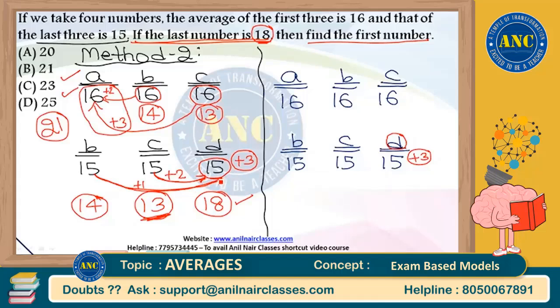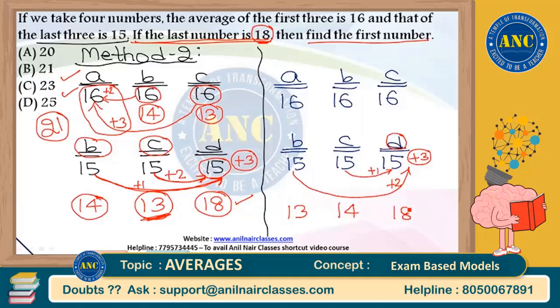There might be a student who might get a doubt. Sir, can I take 2 units from B and 1 unit from C? Yes, you can. 2 units given from B, it becomes 13. B will become 13. 1 unit given from C, it becomes 14. C will become 14.